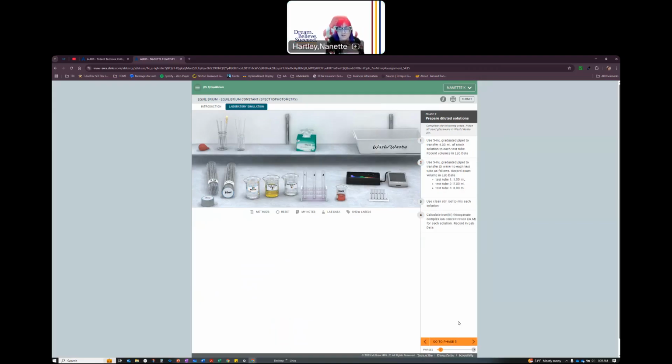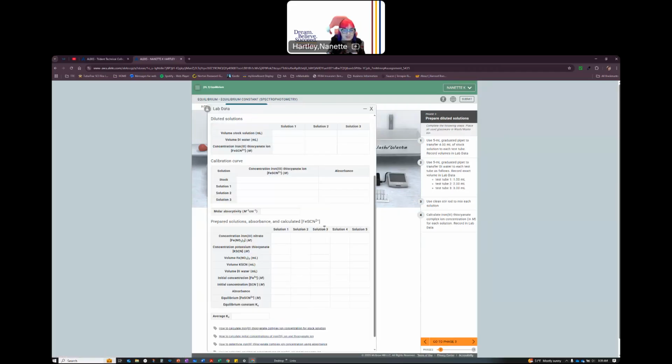Use the 5 milliliter graduated pipette to transfer 4 milliliters of stock solution to each test tube. Do that again.